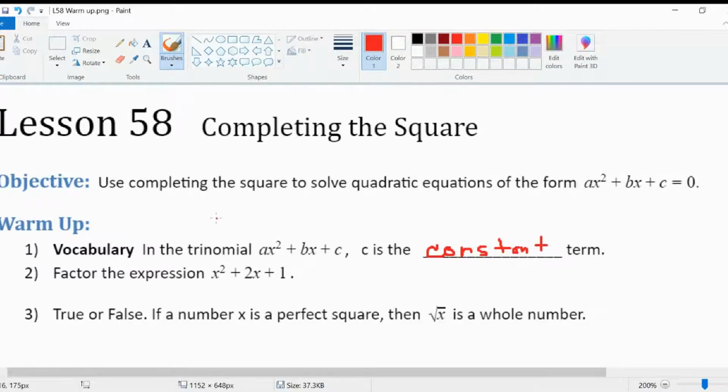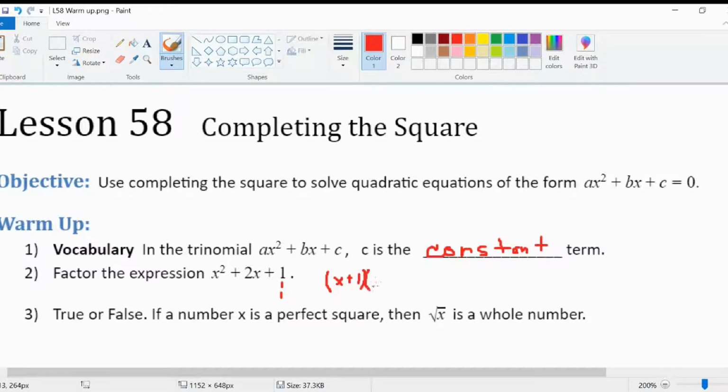Next, factor the expression x squared plus 2x plus 1. So in a basic trinomial, when your a term is 1, you're trying to multiply to the constant term and add to your b term in the middle too. Well, the only way to do that is to multiply 1 times 1. That's also going to add up to 2. So we get x plus 1, x plus 1.